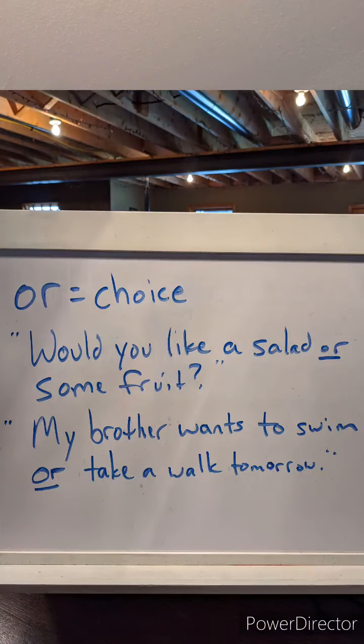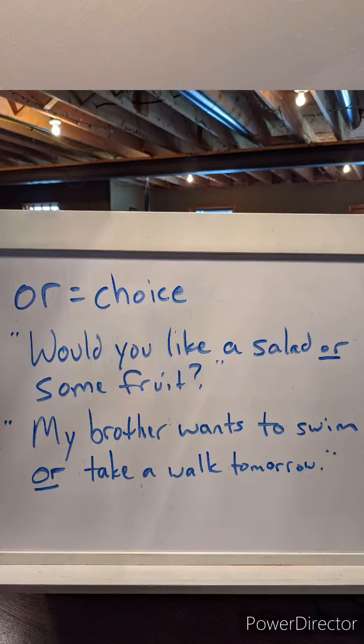Another conjunction that is used very often in English is or. Or talks about choice. So if I'm ordering in a restaurant, the waiter or the waitress may ask me, would you like a salad or some fruit? Meaning, I have a choice. I can choose this or that.